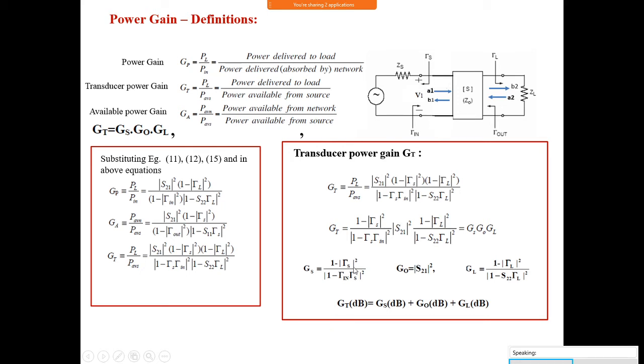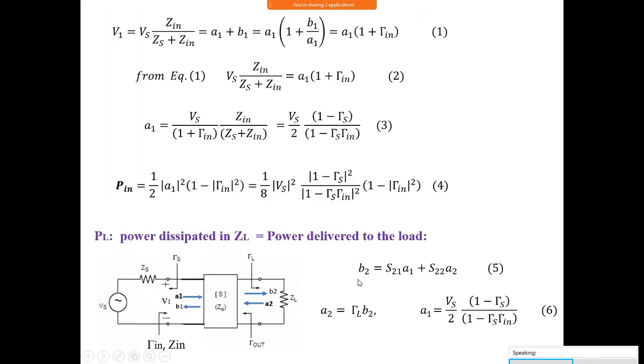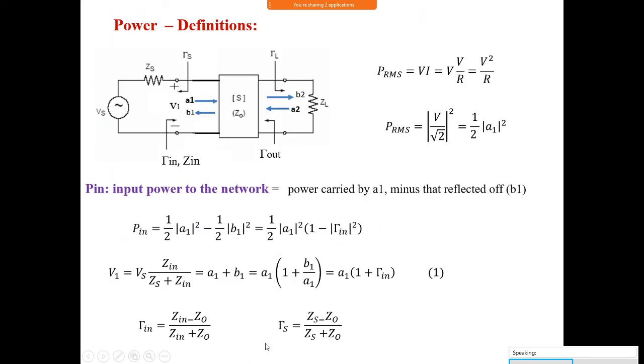Gamma S is Zs minus Z naught divided by Zs plus Z naught. As we saw in the previous classes, gamma S is Zs minus Z naught divided by Zs plus Z naught. Zs means the impedance looking towards the source. Now, for example, our system is a 50 ohm system. That means the system is designed using transmission lines that have a 50 ohm characteristic impedance. Overall, the system is designed for 50 ohm.